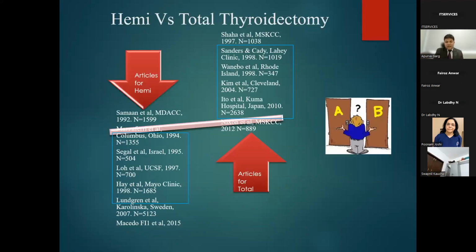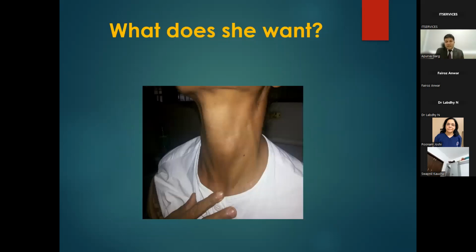So there have been multiple studies which have favored hemithyroidectomy or total thyroidectomy, and these have been from respectable centers around the world. The notable ones for total thyroidectomy are one by Shaha et al. from the MSKCC group, which had 1,038 patients. And for hemithyroidectomy, we have this study from Saman et al., which had 1,599 patients. And one from Lundgren et al. from Karolinska, Sweden, which had 5,123 patients. So this is a typical scenario that we all face, a young female who has a nodule between 1 and 4 centimeters. And how do we proceed with her?